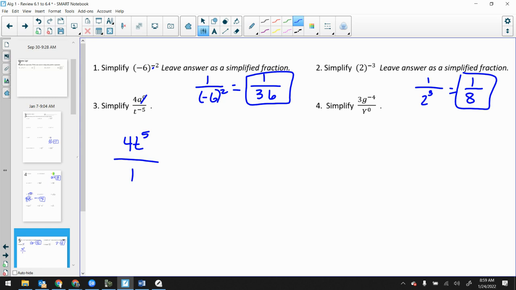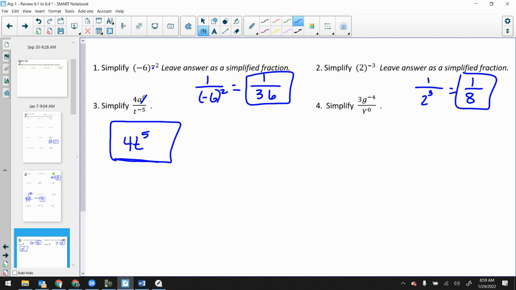Now, you could put this over 1. Right? That is completely fine. That's the question Noah keeps asking. Can I put that over 1? That's completely fine if you want to do that. You don't have to, though. This is just another acceptable answer there, 4t to the 5th. Now, if everything moved to the bottom, you would have to put a 1 on the top. But if everything moves to the top, you don't need a 1 on the bottom.